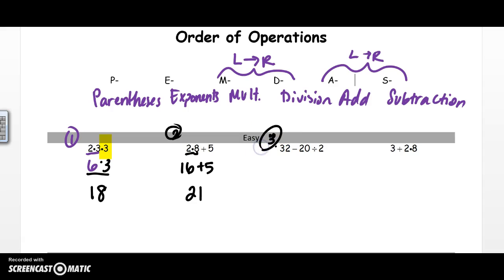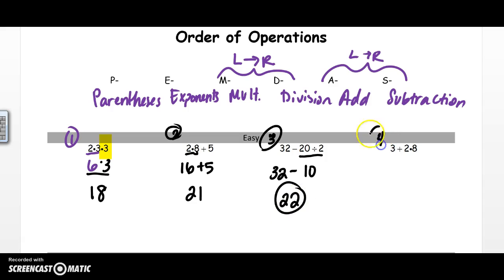Here in the third problem, you have subtraction and division. Well, if you look in your PEMDAS, division comes first, so you're going to say, what is 20 divided by 2? And we know that's 10. We didn't bring or use this 32 minus, so we're also going to bring that down. You think to yourself, what is 32 minus 10? And you say 22, and that's your answer.